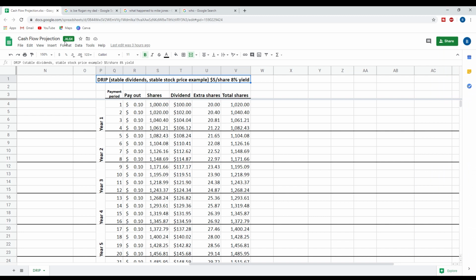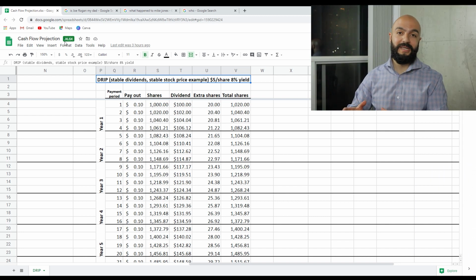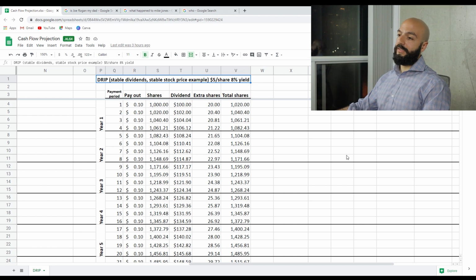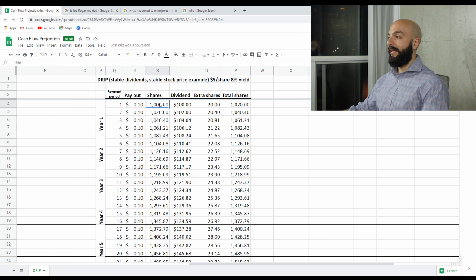Now I want to turn to my Excel because I'm a numbers guy, to show you guys the compounding effect, first of just DRIP, and then DRIP taking into account dividend growth. So let's take a look. An example here is if you own 1,000 shares of a company at $5 a share with an 8% yield. Let's say they pay quarterly. So here you have year 1, you have 4 payments of 10 cents each, or total is 40 cents. Your first dividend will be $100.